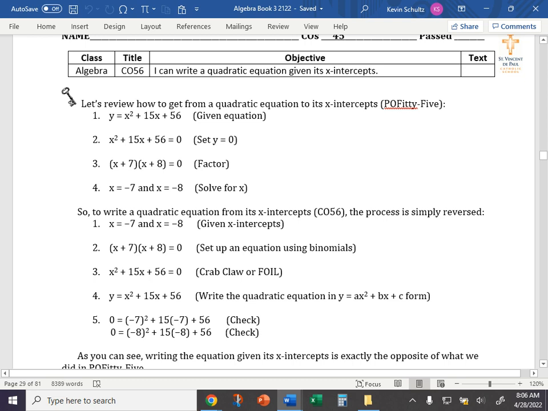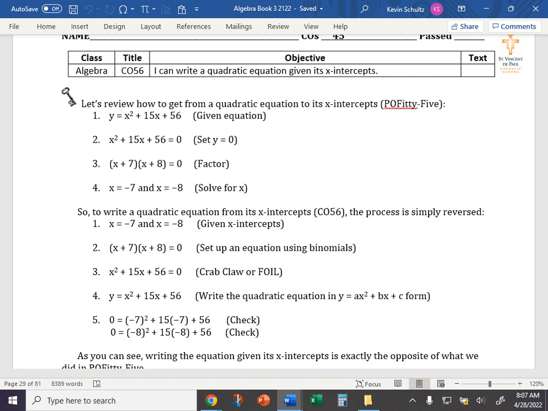We are going over CO56, which is essentially the opposite of PO55. Why would we do that then? Warning for you. In PO55, I gave you the equation, and you wrote me the x-intercepts. In 56, I give you the x-intercepts. You are writing the equation of the parabola with those x-intercepts. The good news is that you've done all of this math before. There's really nothing new. It's a nice review of FOIL, box, crab claw, and just a basic understanding of parabolas and x-intercepts, how they relate to each other.